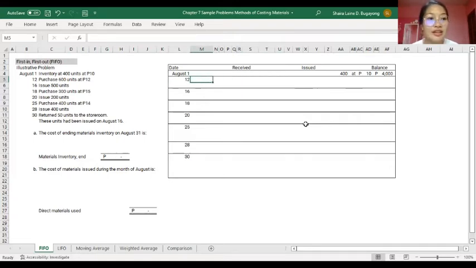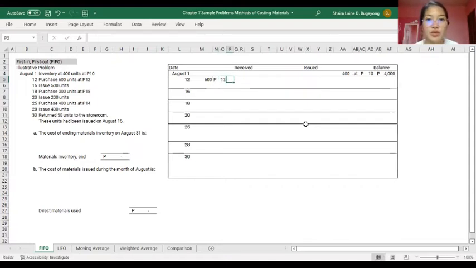Okay, so for August 12, so nag-purchase daw ta, naka-receive ta og 600 ka units at 12 ka pesos. So that would mean ang total cost of the inventory is 7.2. So balance nato at on August 12 is kani ang beginning plus ang kani po dayon atong gi purchase.